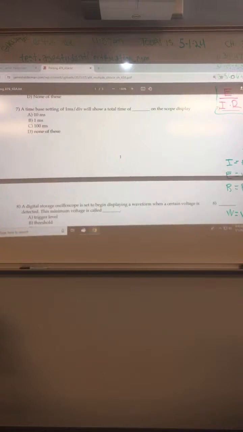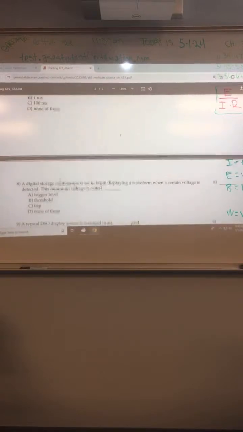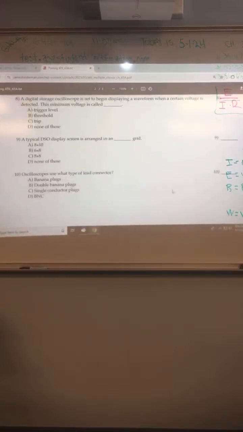A digital storage oscilloscope is set to begin displaying a waveform when a certain voltage is detected. The minimum voltage is called the trigger level. Yeah, I couldn't find it. It's on page 500, that's when it's going to start displaying a waveform. I think I'm just tripping today. You are tripping today.